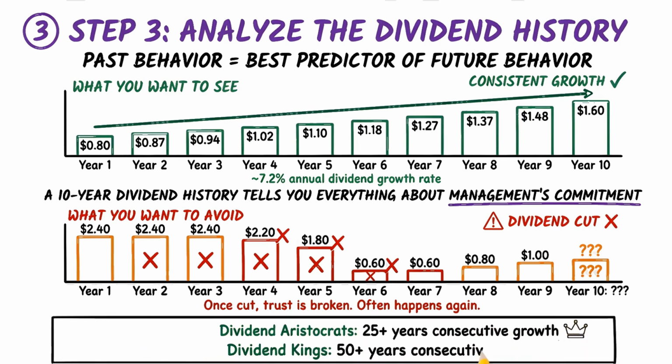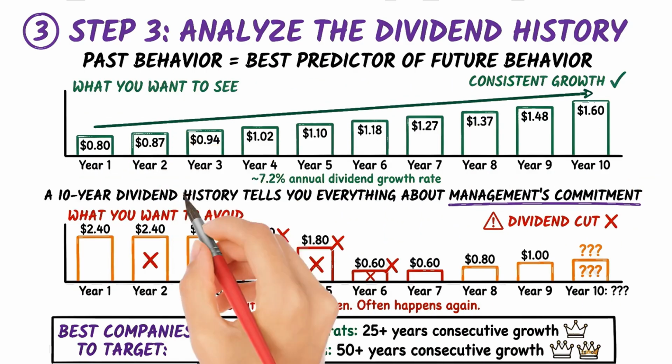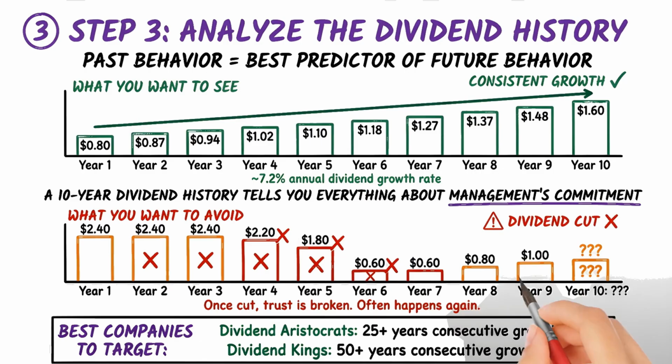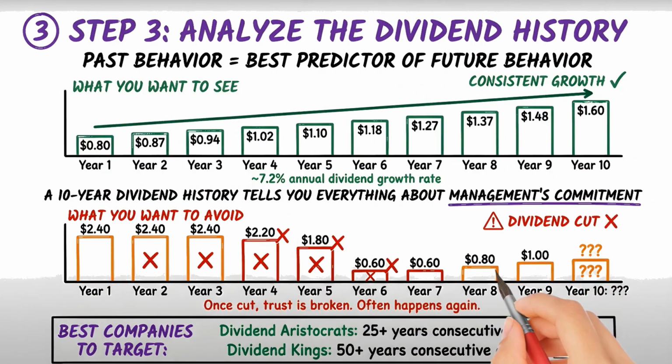What you want to avoid: flat dividends for years followed by sudden cuts. Once a company cuts its dividend, investor trust is broken. The stock price typically falls hard and fast, and companies that cut once often cut again.